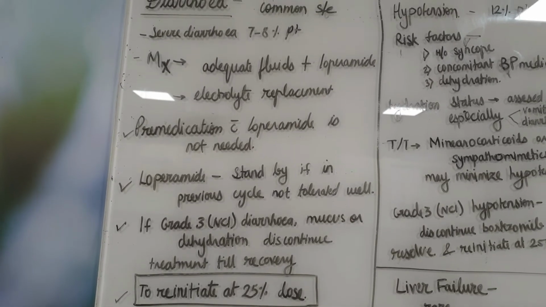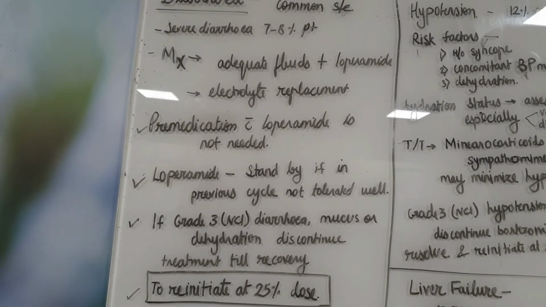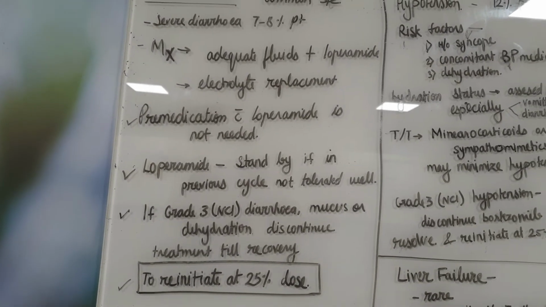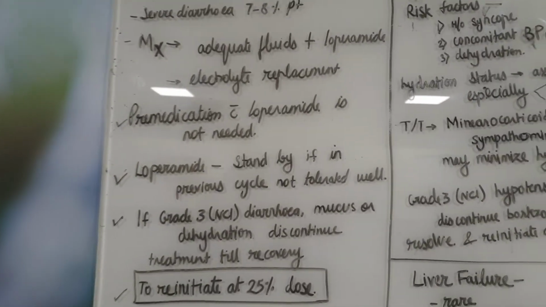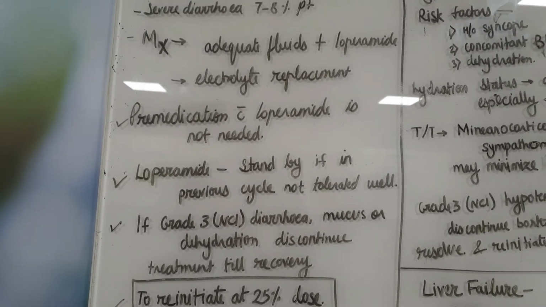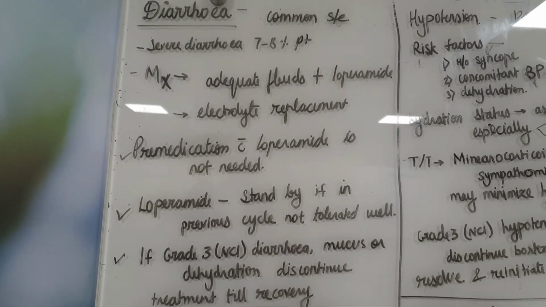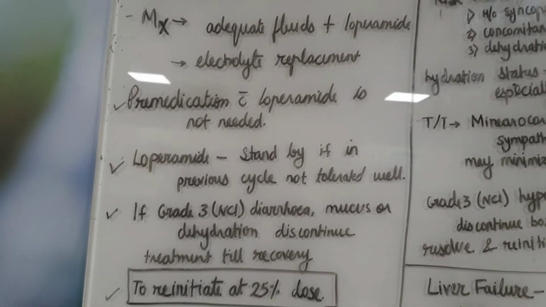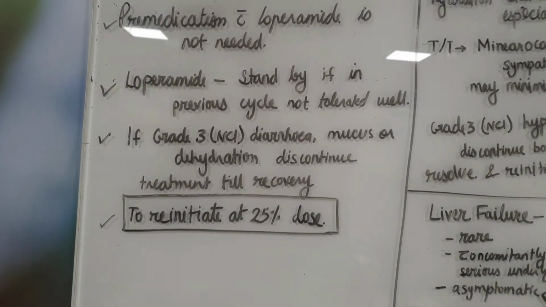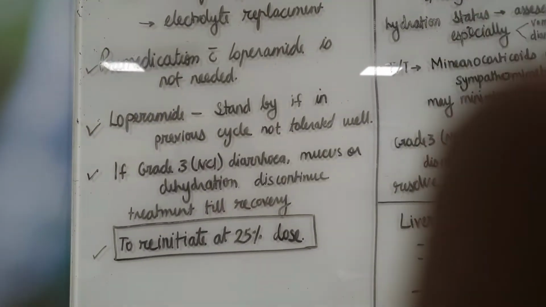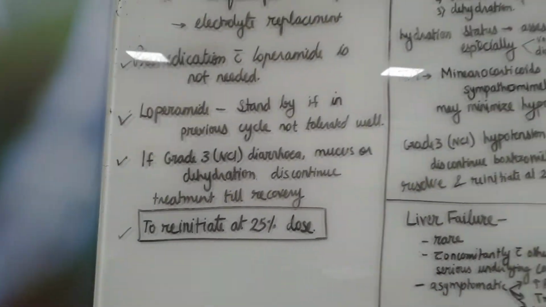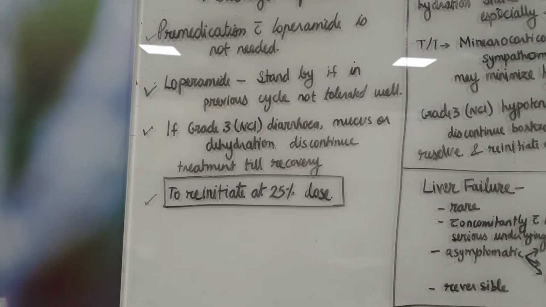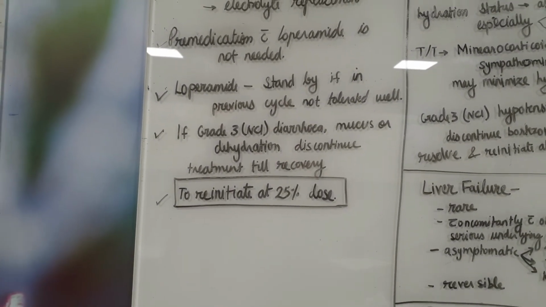Though they develop diarrhea, pre-medication with loperamide is not needed in all patients, and it is not recommended in any of the protocols. If any patient has not tolerated bortezomib well, loperamide can be kept as a standby medication for the next cycle. In grade 3 NCI diarrhea with mucus or dehydration, we can discontinue the treatment until recovery of the patient, and we can reinitiate the dose at 25% of the original dose.